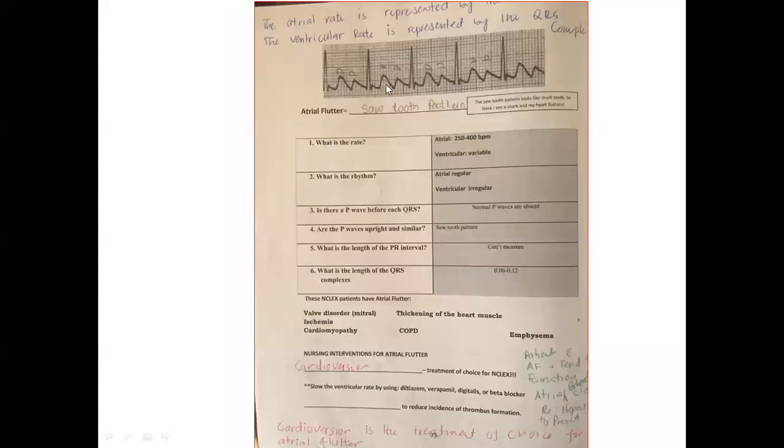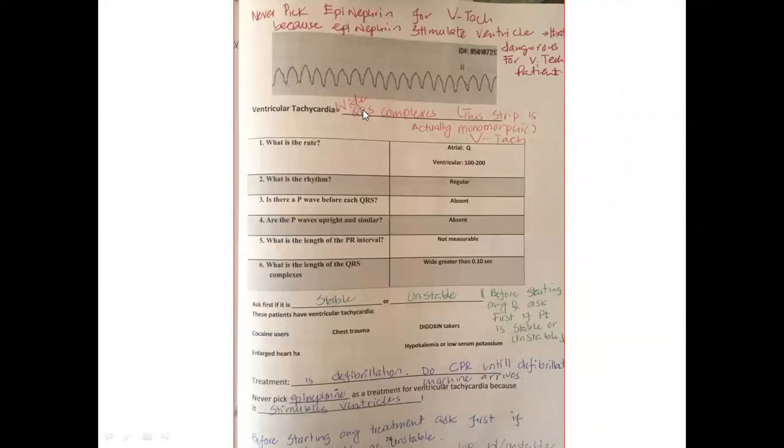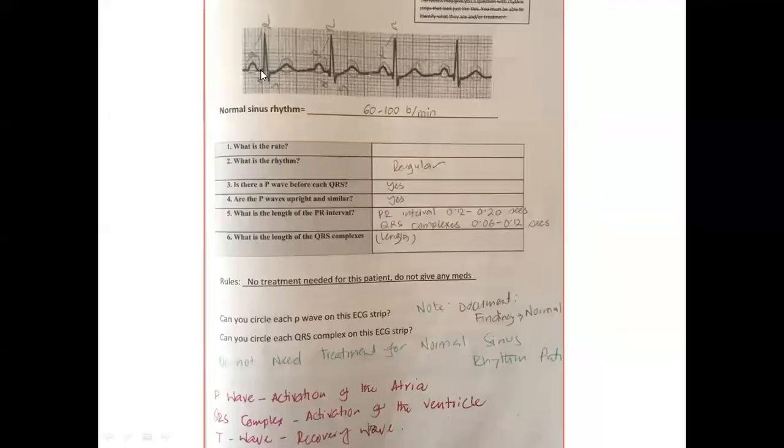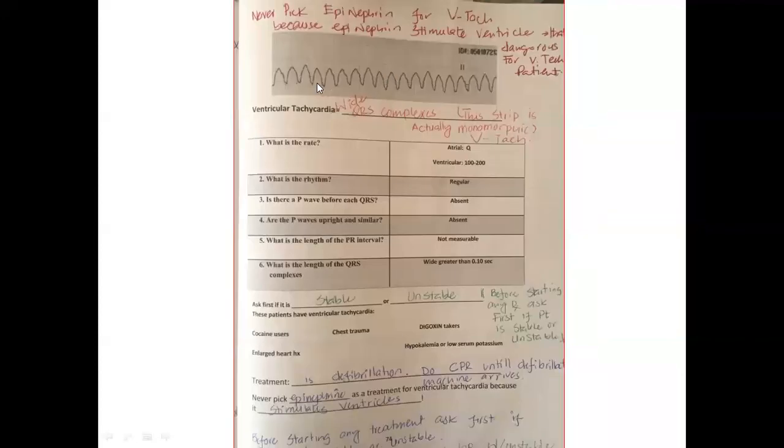The NCLEX board calls this the sawtooth pattern, and here the QRS complex is very wide. If I go back to the normal picture, this is the QRS complex, and it is not that wide. Here there are no other waves, only complexes, right? So it is called ventricular tachycardia. It is an abnormal heartbeat produced from the ventricle of the heart, so we call it ventricular tachycardia.